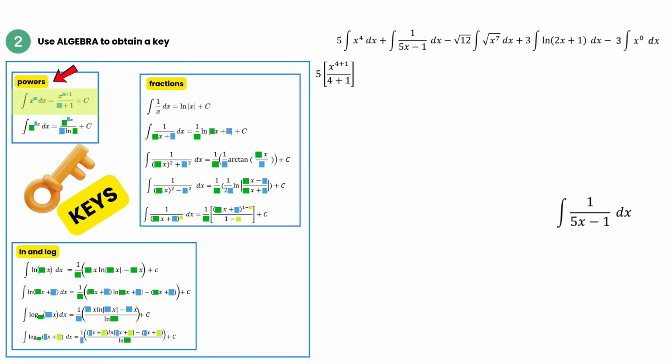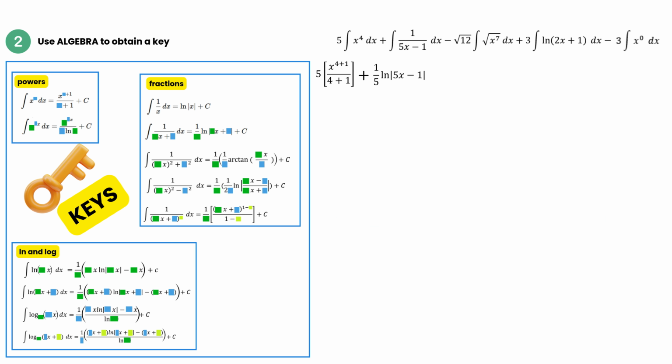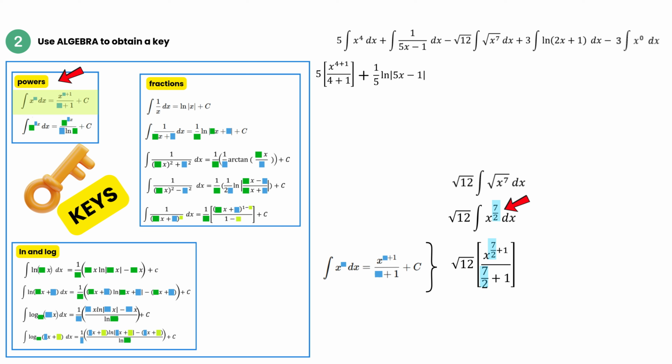In our second term, we have a fraction, so we look at the fraction keys to see if we have a match. And we can see that the second fraction key matches, so we use that key as is. In the third term, we have a root, and we can immediately see we don't have a key for roots anywhere. That means we'll have to use algebra to rewrite the root in another way so that it fits a key. If you remember your exponents, we can write a root as a fractional power, so we manipulate it with algebra accordingly. Now we can see we're dealing with a power, and when we look at the power keys, we have a matching key, which we now use as is.